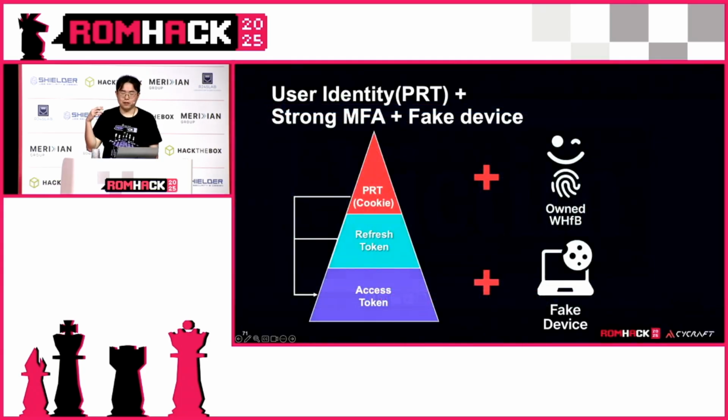So based on the demonstration, there are three key elements, and all of them come from the fake device. We have a user identity, we have a PRT, and we have a very strong MFA, the Windows Hello for Business. With these three items, we can persist in Entra ID.